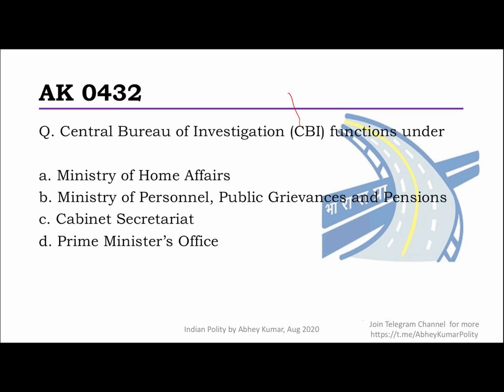CBI traces its origin to the Special Police Establishment, not Delhi Special Police. Okay, this is much before that. And this Special Police Establishment was set up in 1941. That was during the Second World War, by the government of India at that time. The function of the SPE then was to investigate cases of bribery and corruption in transactions with the War and Supply Department. Okay, War and Supply Department of India. That was during the war.